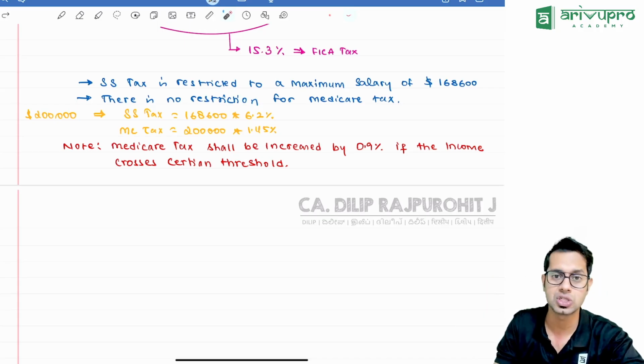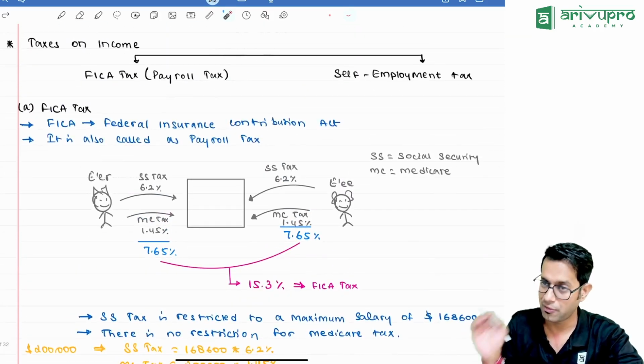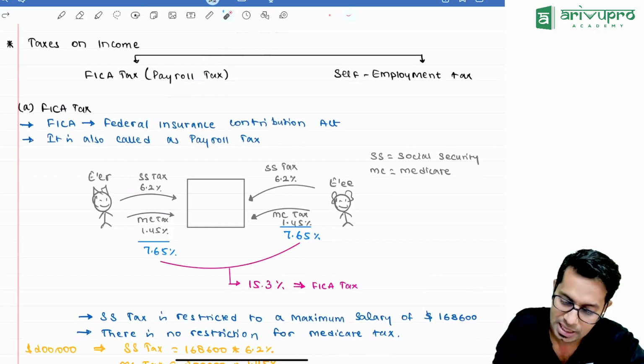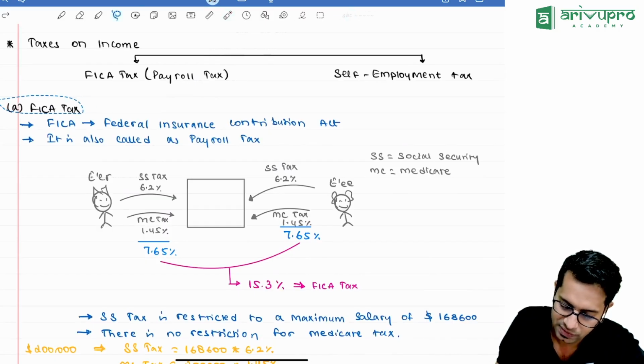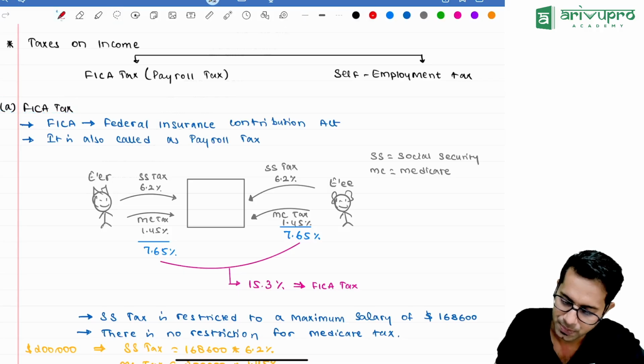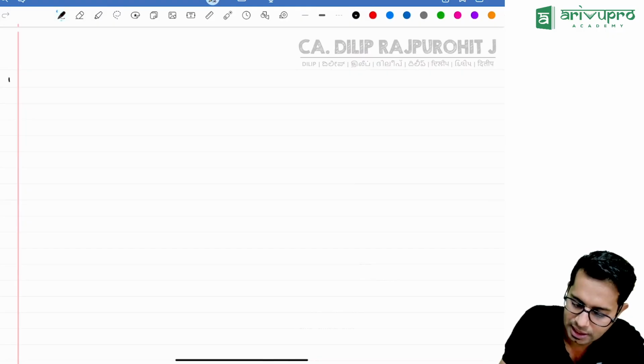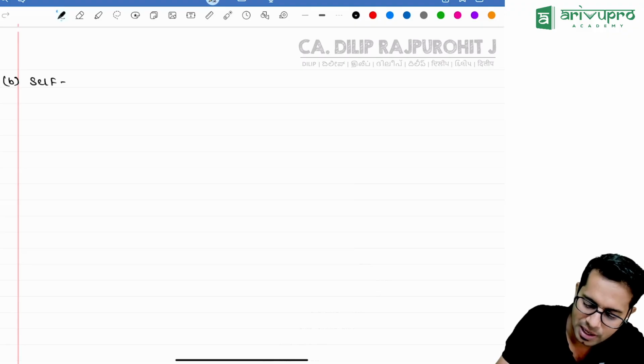Now I'll come to self-employment tax. For understanding self-employment tax, it was very important for us to understand what this FICA tax is. I hope this FICA tax is very clear to you all. Now, why, sir, self-employment? You said this is required to be studied, but first, because self-employment tax is exactly the same as your FICA tax.